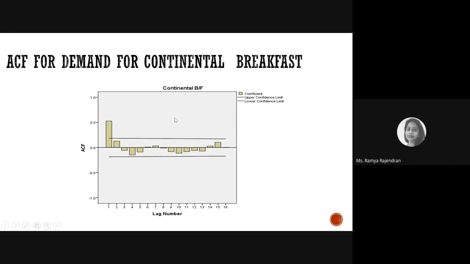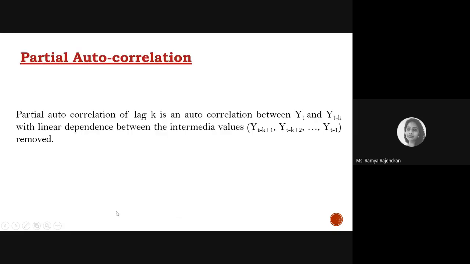Okay, so this is what your ACF graph looks like. Always the value should be within the confidence limit, and accordingly you can choose your lag numbers. So here we can choose lag equal to 2. Okay, so now we'll discuss partial autocorrelation.